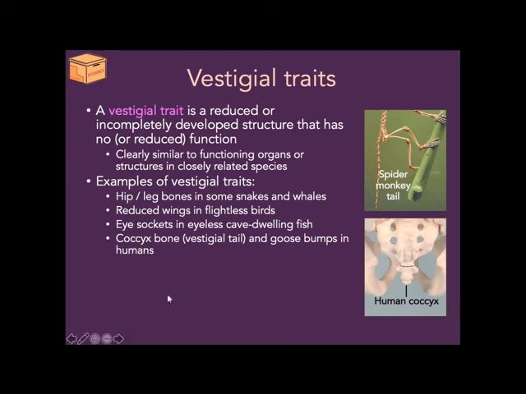So those are vestigial. In something like a cave-dwelling fish, they live in complete darkness, so they can't see. So they have no eyes, but they still have the bone structures that their ancestors had when they had eyes. So you can see these vestigial eye sockets.